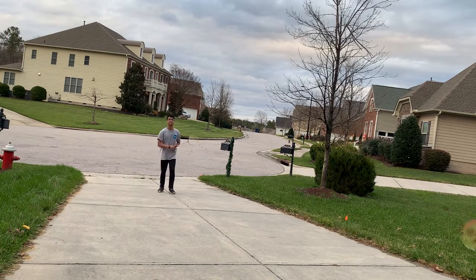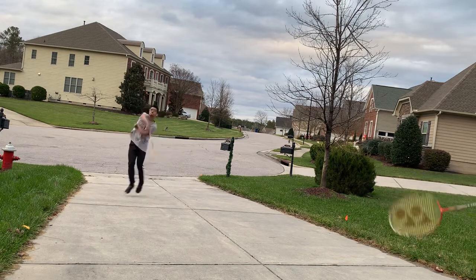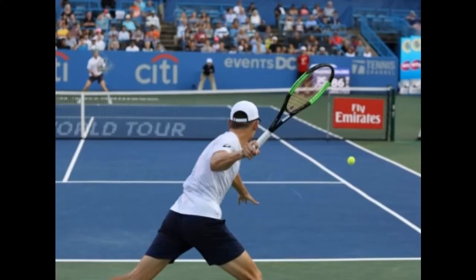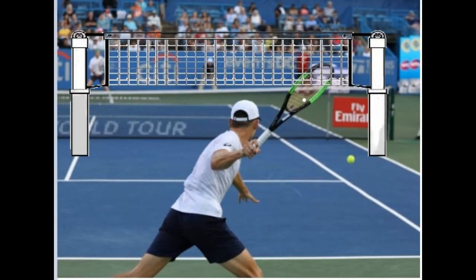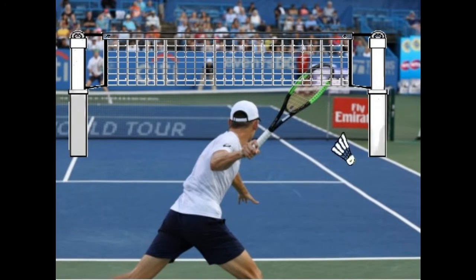Badminton is a racket sport played by hitting a shuttlecock over a net. Think tennis with a volleyball net, but the ball never bounces, and the ball is not a ball, it's a shuttlecock.